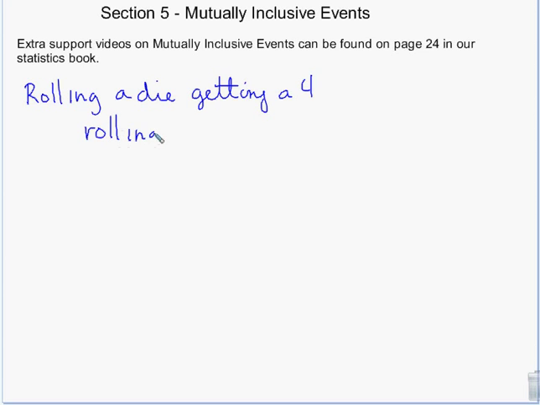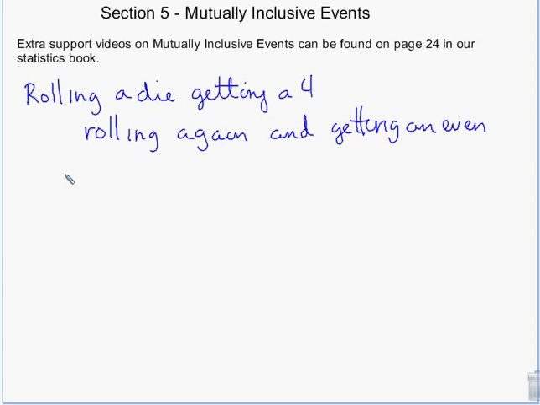Now, mutually inclusive. Sort of like mutually exclusive, except they're inclusive. Okay, here's some examples. Rolling a die and getting a 4, and then rolling again and getting an even. These are mutually inclusive because a 4 is even. So you can be both an even and a 4 at the same time. Does that make sense?